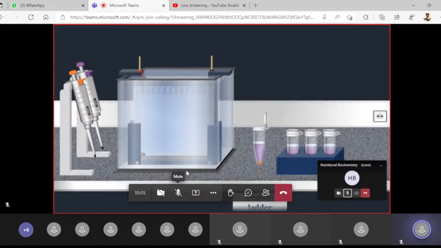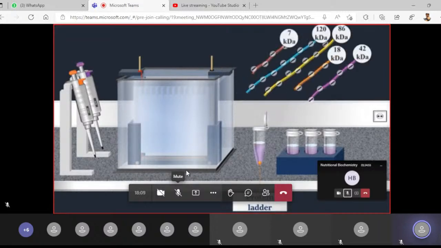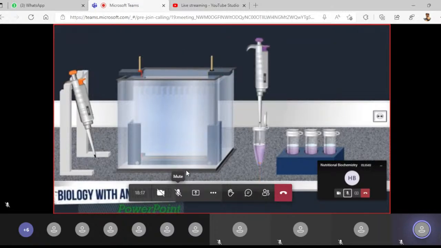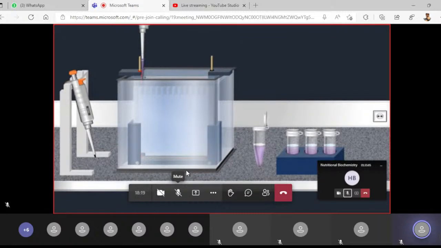For sample application, in addition to the samples, a molecular weight size marker is usually loaded onto the gel. This consists of proteins of known sizes and thereby allows the estimation of the sizes of the proteins in the actual samples, which migrate in parallel in different tracks of the gel. Each sample is pipetted into its own well in the gel.